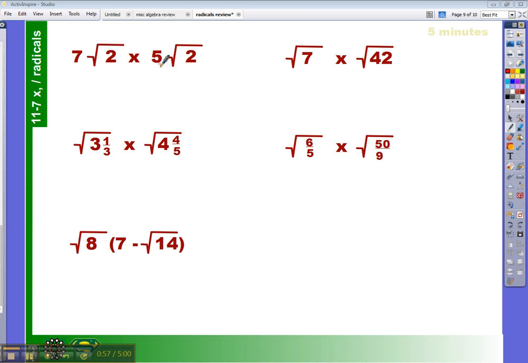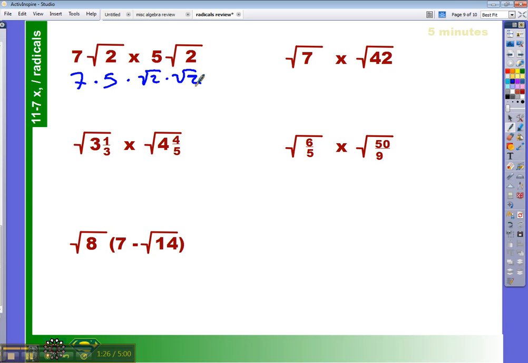For example, what is 3 times 2? 6. What is 2 times 3? 6. So did it matter that you switched the order around? No. So what I'm going to do for this problem is switch the order. So we have 7 times the square root of 2 times 5 times the square root of 2. I'm going to reorder this so I have the whole numbers next to each other, and the square roots next to each other.